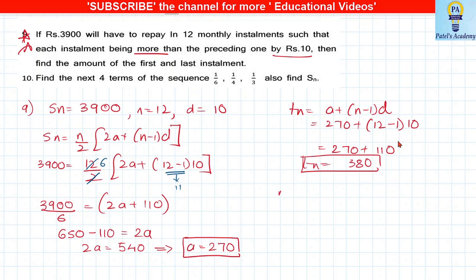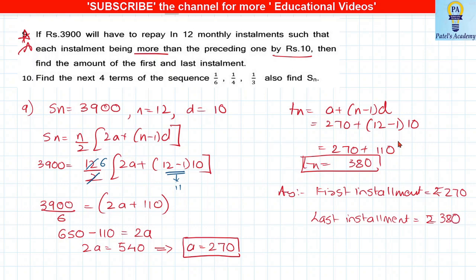So the final answer, first installment is how much? Rupees 270, and last installment equals rupees 380. Okay, a typical sum on application of AP.